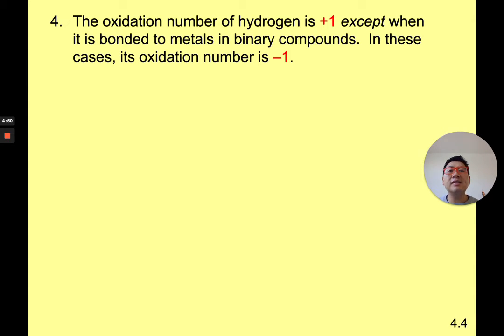All other cases, hydrogen is +1. Most of the time, it's going to be +1. Again, unless it's a metal and hydrogen only. You can have 2 hydrogens, you can have 2 metals, or 2 metals total.